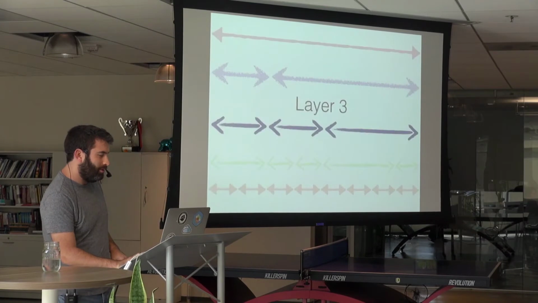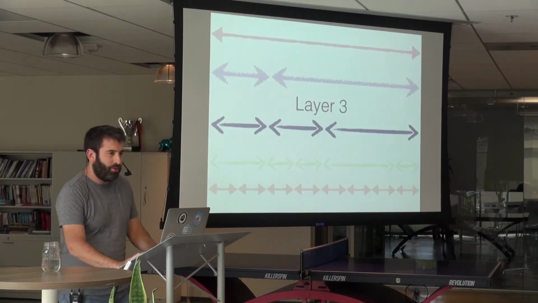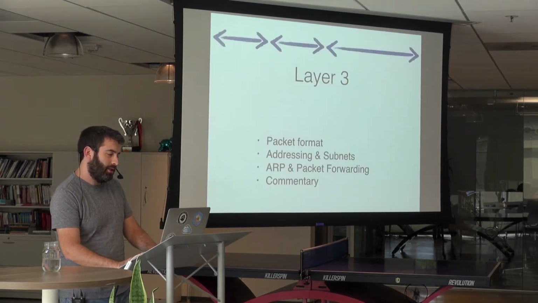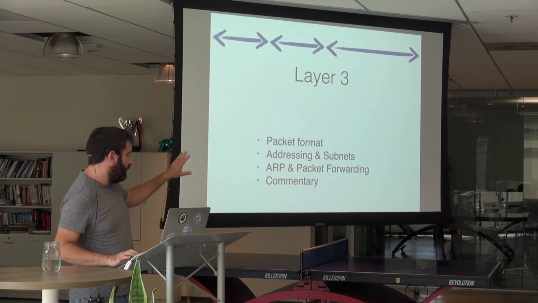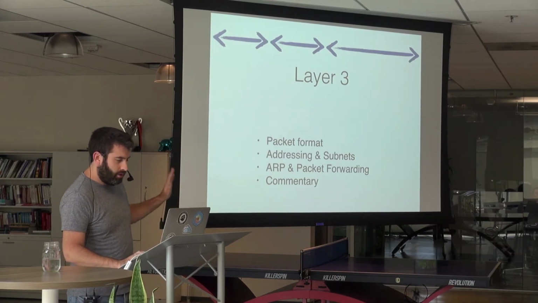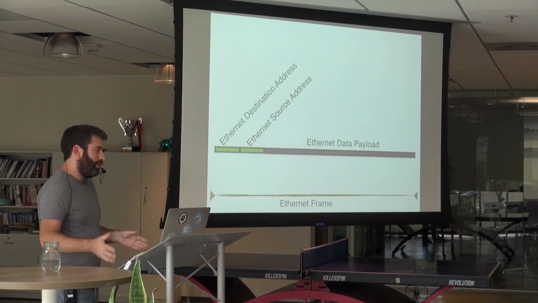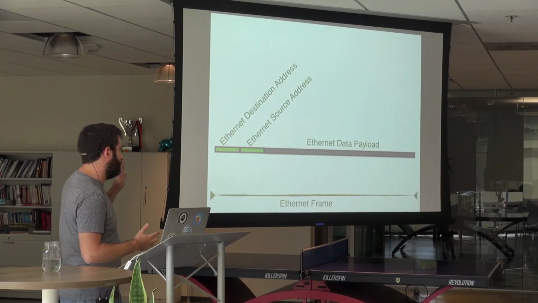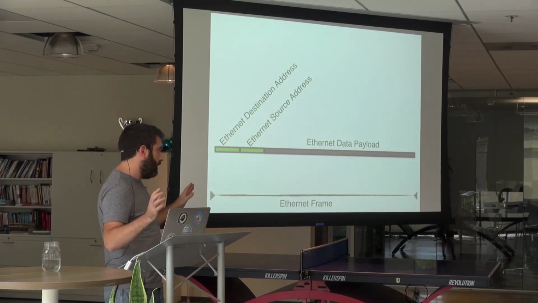Okay, cool. So layer 3. Layer 3 is the IP networking addressing layer. There's a lot of stuff here. We'll get through it by going right into it. Let's start with the Ethernet frame. So we saw this before. It has a source and destination address, and it has this big data payload.